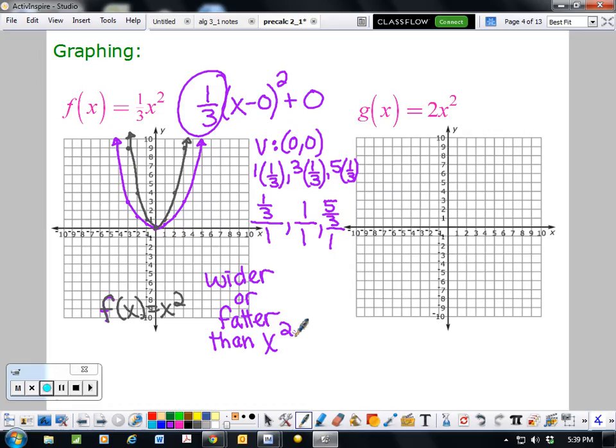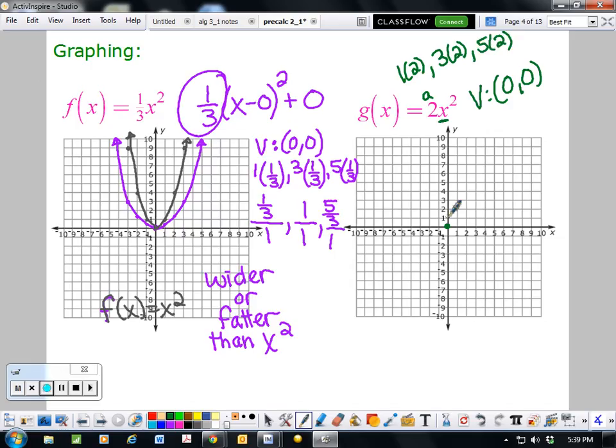So we're going to go ahead and look at our function f(x) equals 2x squared. So again, we're going to have a vertex of (0, 0), because there's nothing inside here. There's nothing added on at the end. And then our pattern now is going to be 1a. So if our a is 2, it's going to be 1 times 2, 3 times 2, 5 times 2.